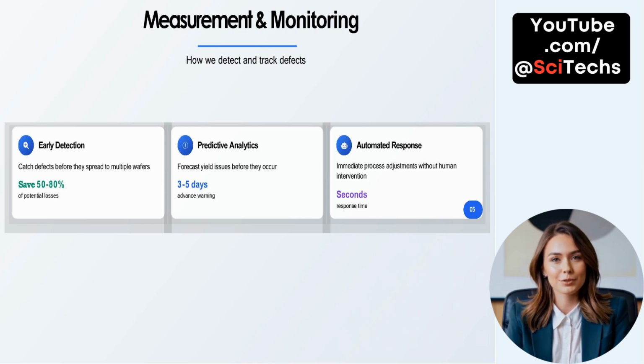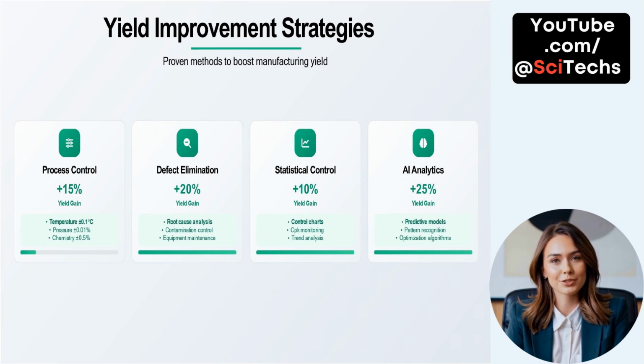This ultra-fast response helps maintain process stability, reduce downtime, and improve overall manufacturing efficiency by minimizing human error and maximizing uptime. Yield improvement strategies. Boosting manufacturing yield requires a combination of proven strategies designed to reduce variability, eliminate defects, and optimize performance.